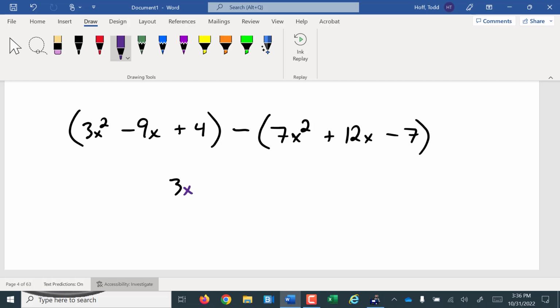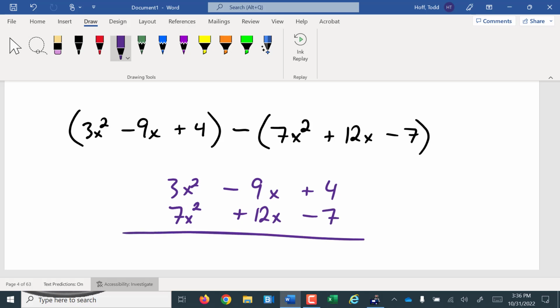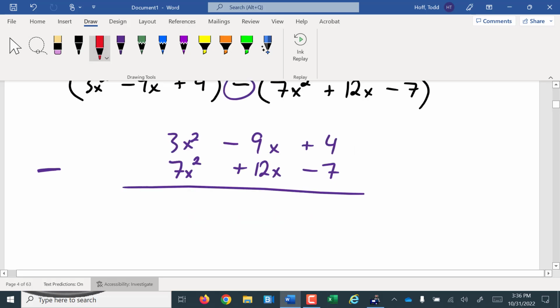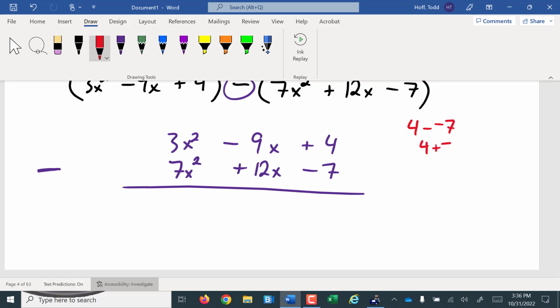3x squared minus 9x plus 4. I'm going to put the 7x squared under the 3x squared. Positive 12x under the negative 9x. And then negative 7 ones under the positive 4 ones. And now we are subtracting down the columns. Well, 4 minus the negative 7, I'm going to write that off to the side. 4 minus the negative 7 is the same as 4 plus 7, which is positive 11.